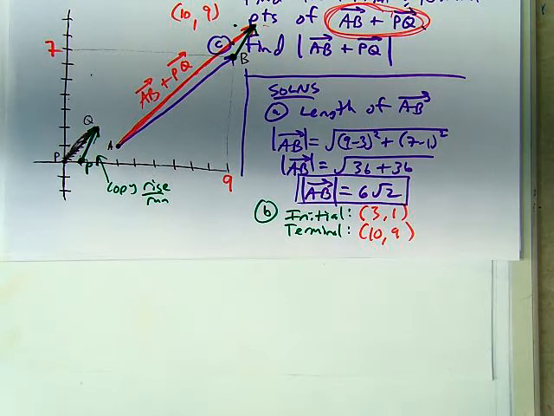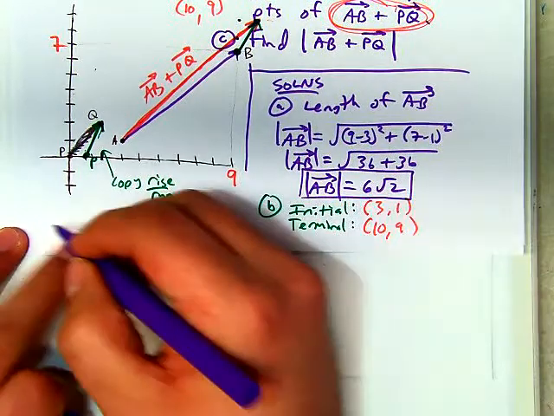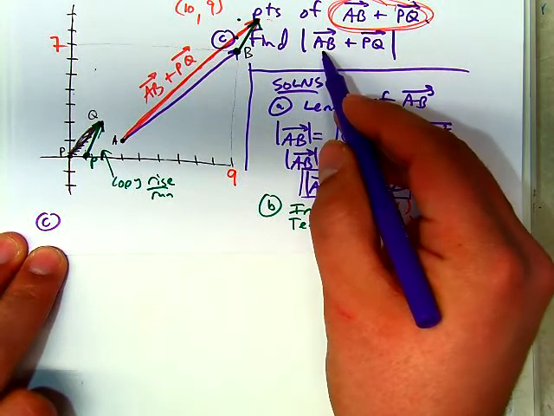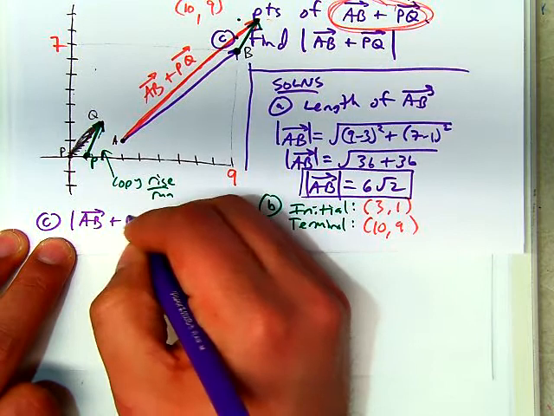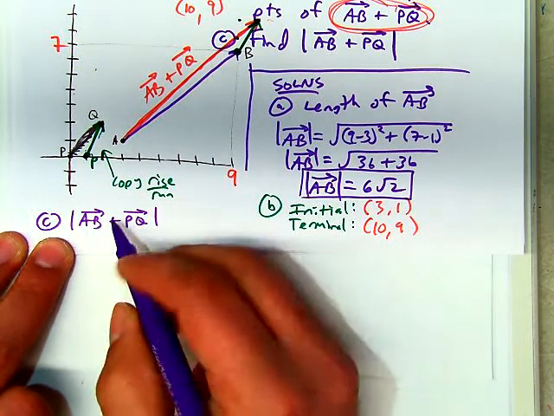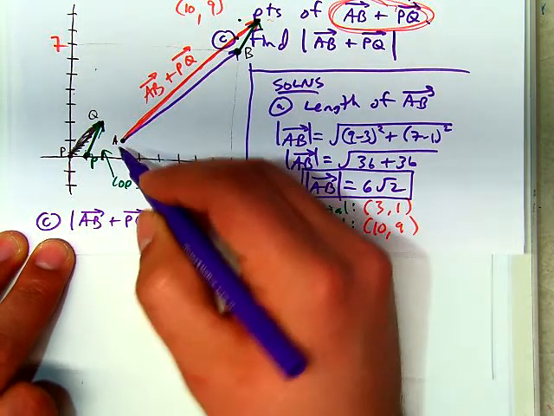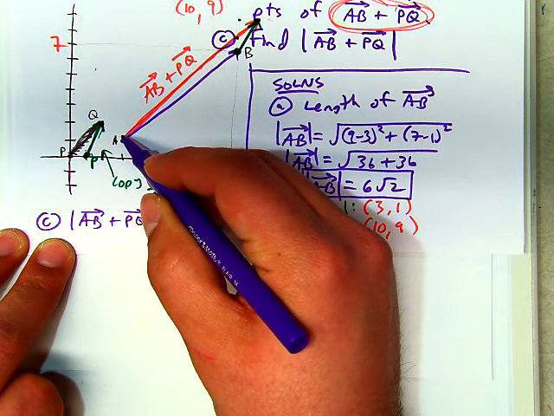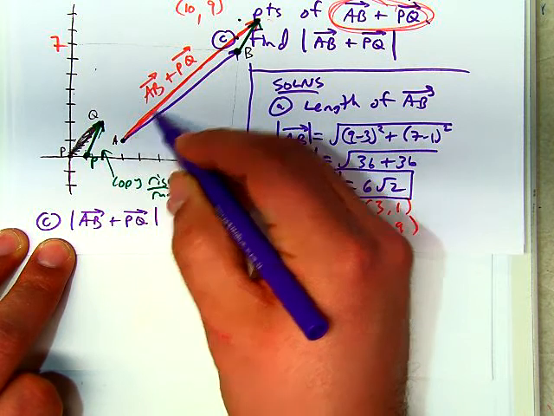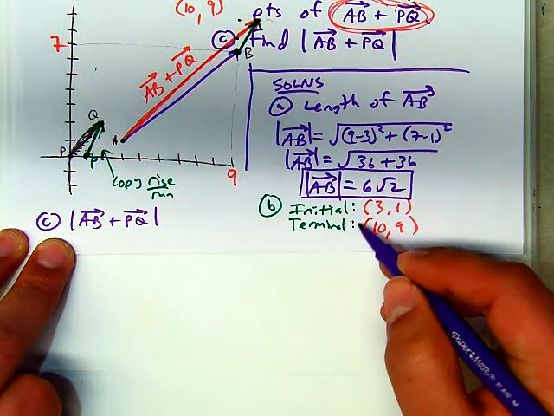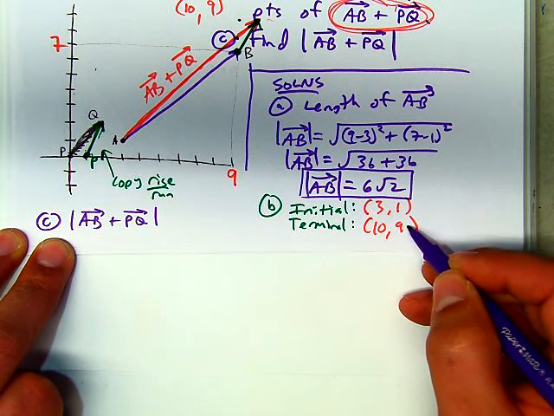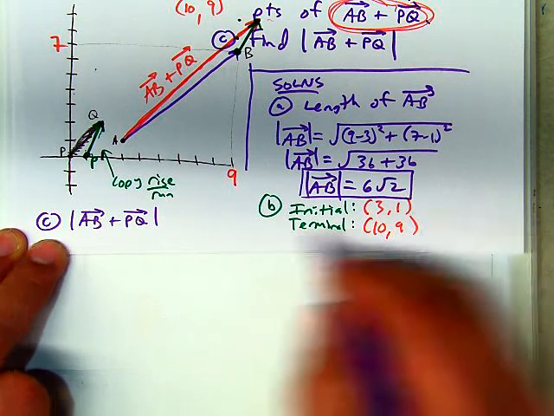The last part, C, says to find the magnitude of AB plus PQ. Well, we know that this notation just means to find the length of AB plus PQ. So we want to find how long the vector, this orange vector, is. Well, we didn't do this for no reason. We know where it starts and we know where it ends. So we can just do the distance formula again.